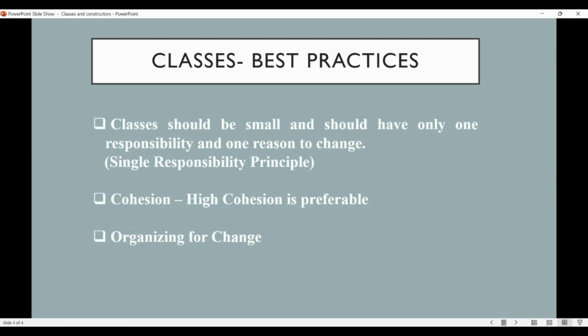But at the same time, maintaining cohesion results in many small classes. And that's a different topic of discussion, which we'll cover in a later part.